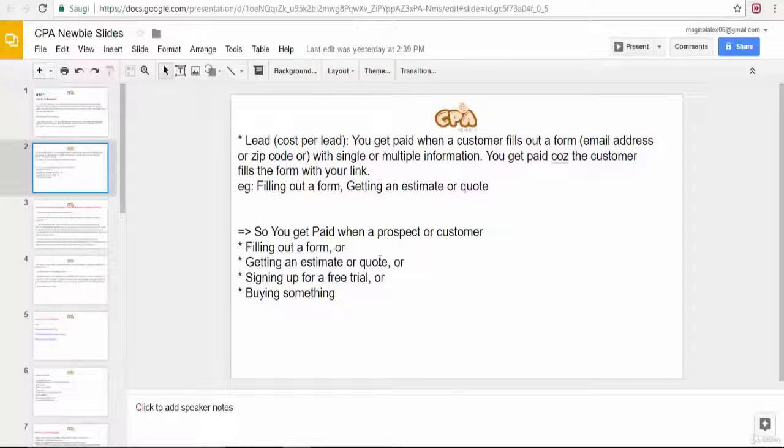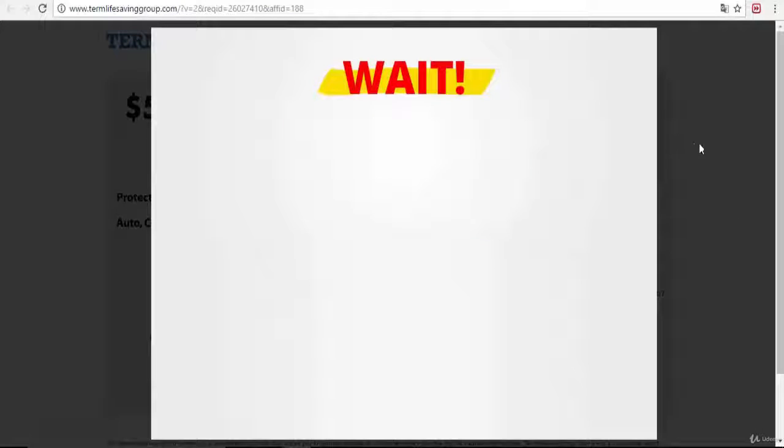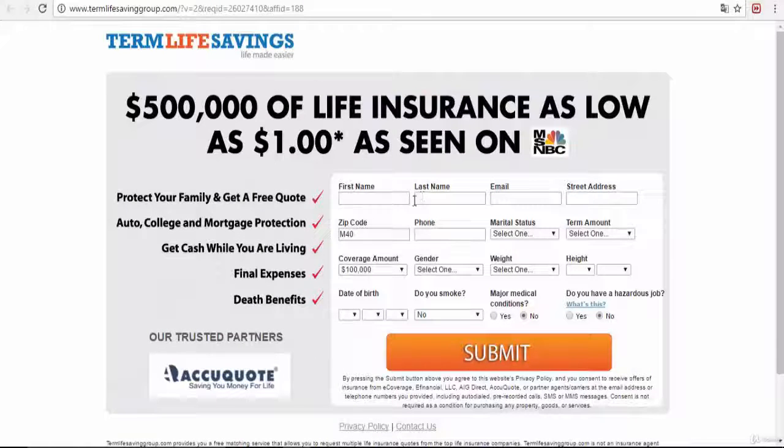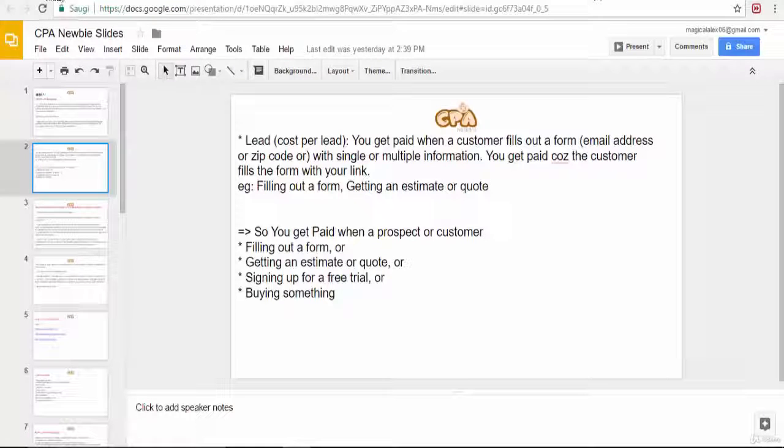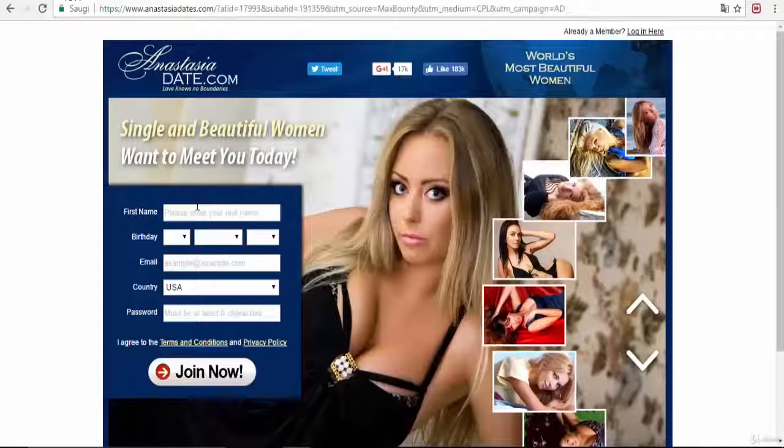Examples can be filling out a form or getting an estimation of a quote. So for example, this is getting a quote. When they fill it up, your job is done as an affiliate. When they fill out a form, the form can be an email address or a zip submit, or it can also be multiple information like all this information for this dating website. When they fill these up, you get paid.